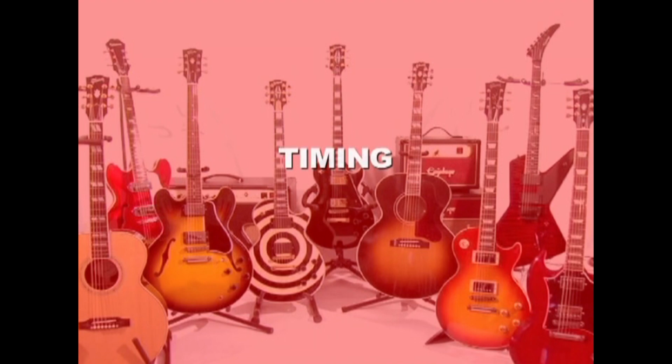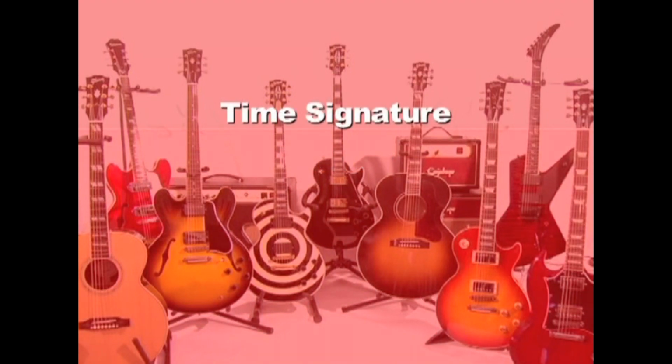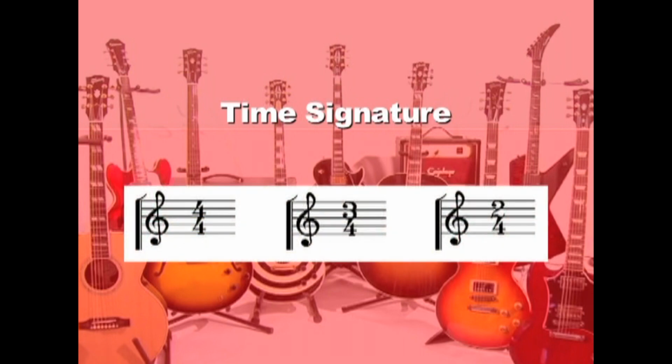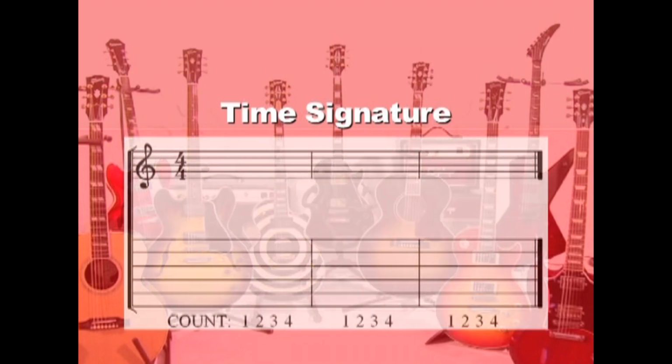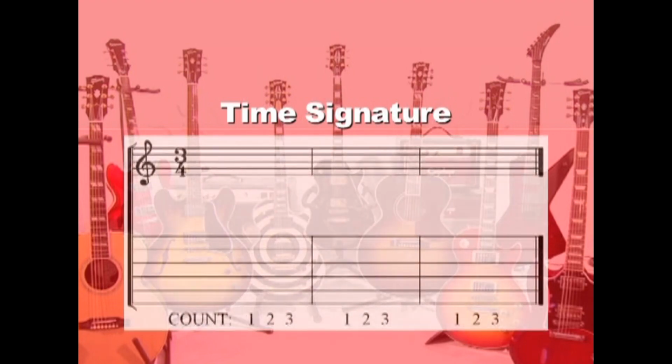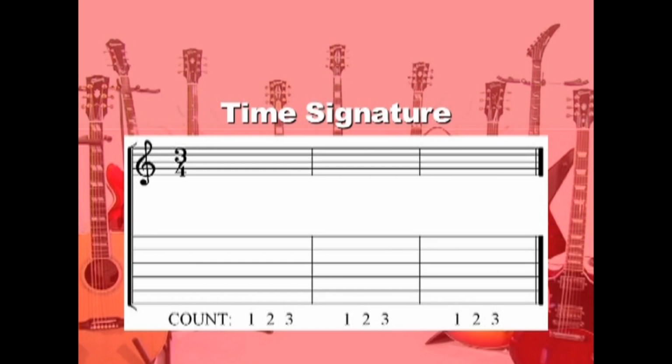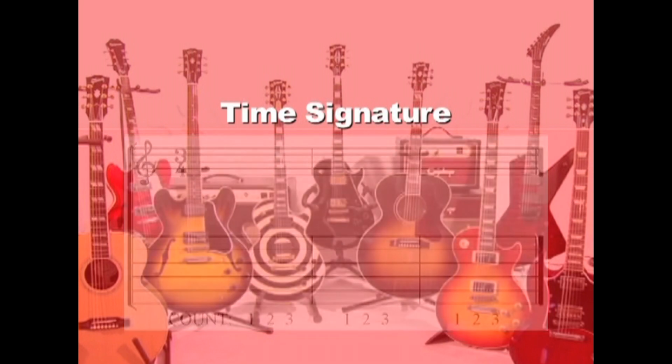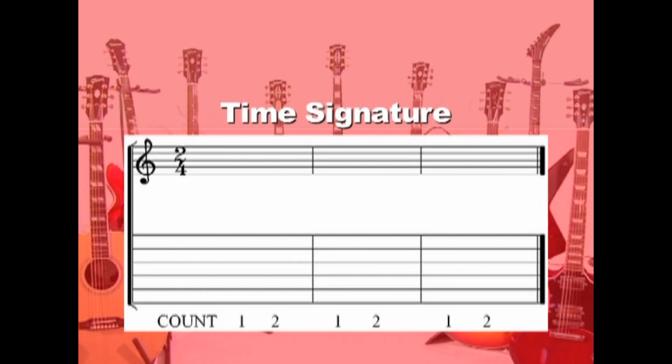Each measure uses an equal set of beats. The amount of beats is determined by the time signature. For example, in 4/4 timing, each measure equals 4 beats. In 3/4 timing, each measure will equal 3 beats. In 2/4 timing, each measure will equal 2 beats.